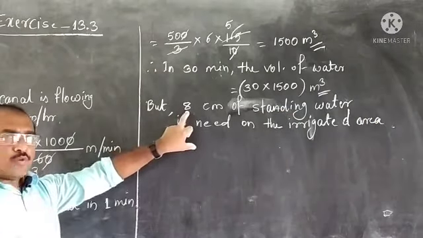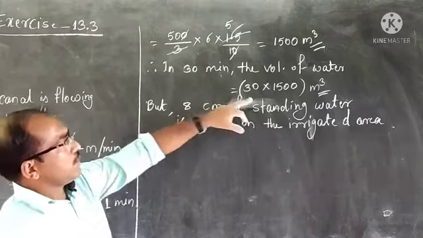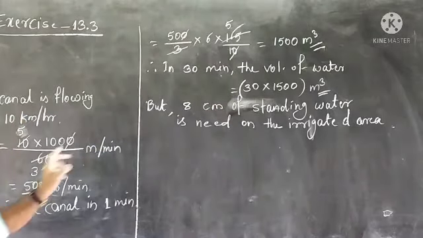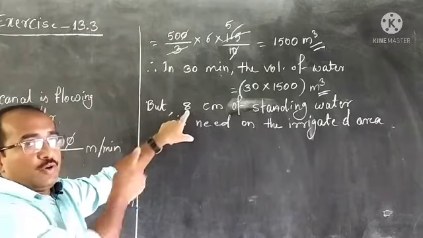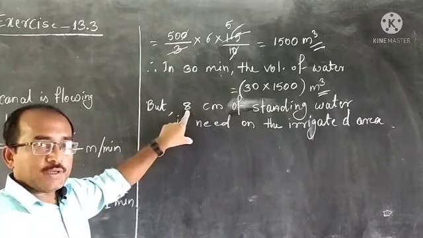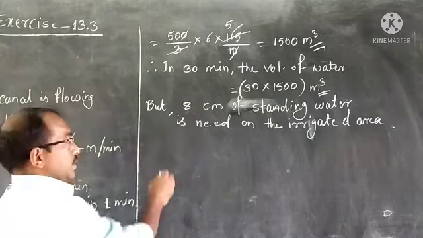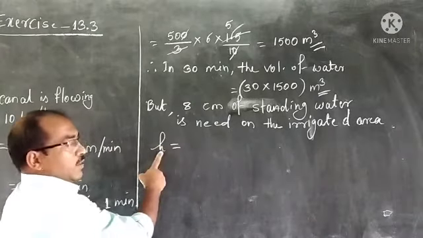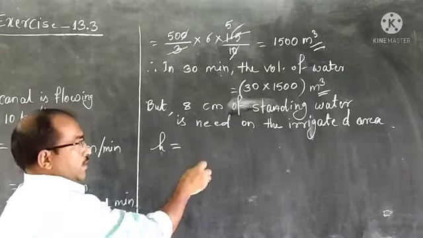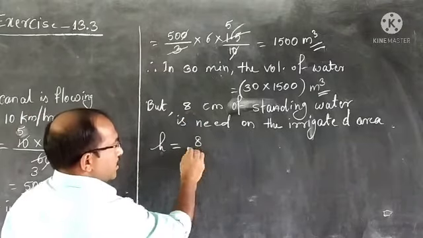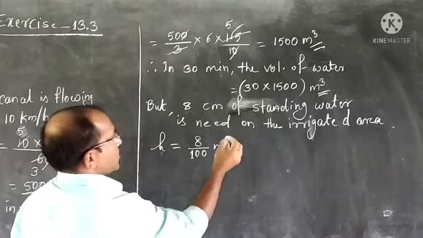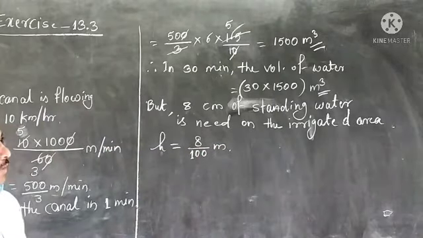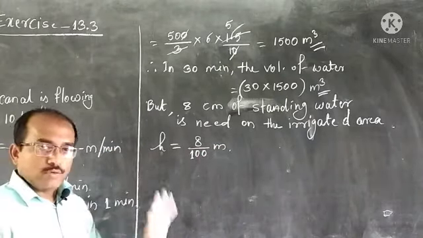Again, one small problem is here, what? All other units we have converted in meter, but this height of water is in centimeter. So, we will not proceed without converting it into meter. We will work with the same unit. That standing water is the height of the water on that area. 8 centimeter, convert it into meter. We will divide it by 100, because 1 meter equals 100 centimeter. Now, everything is okay. All the units are the same.